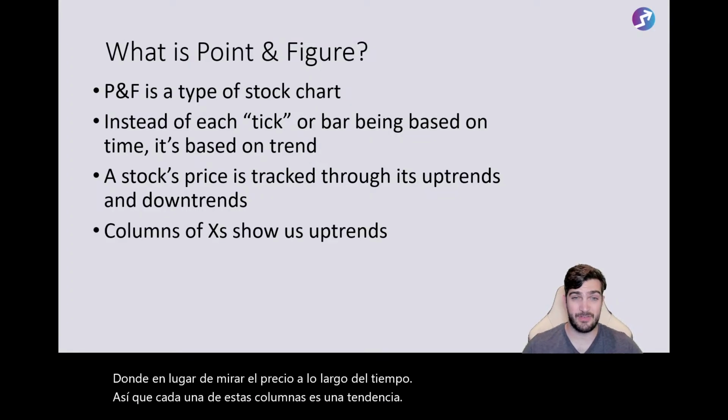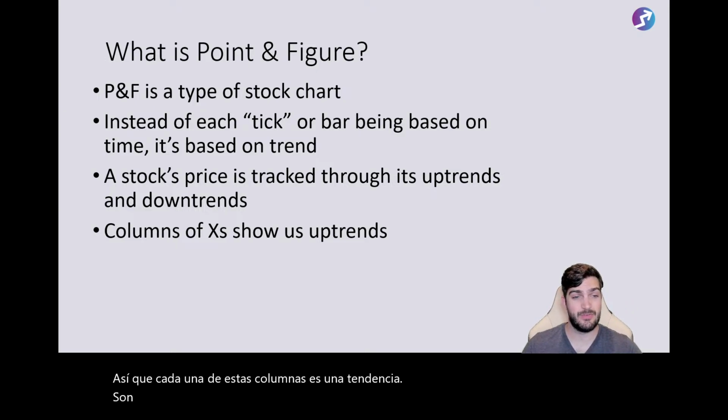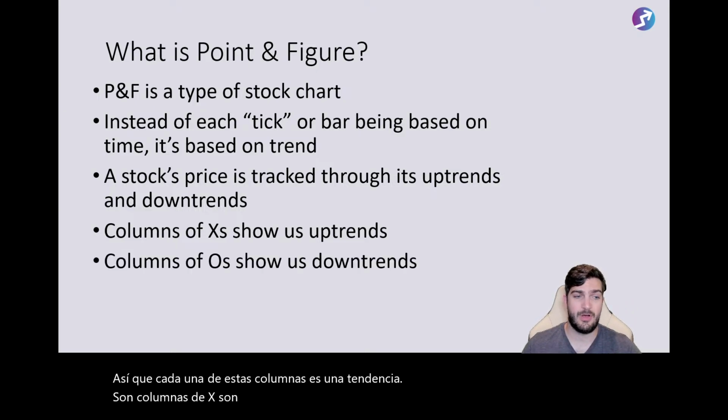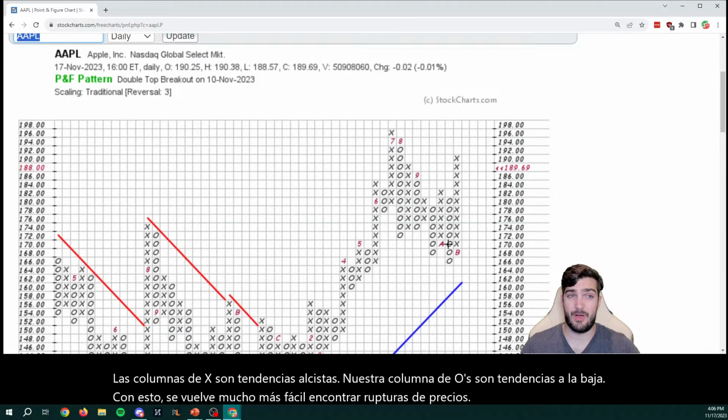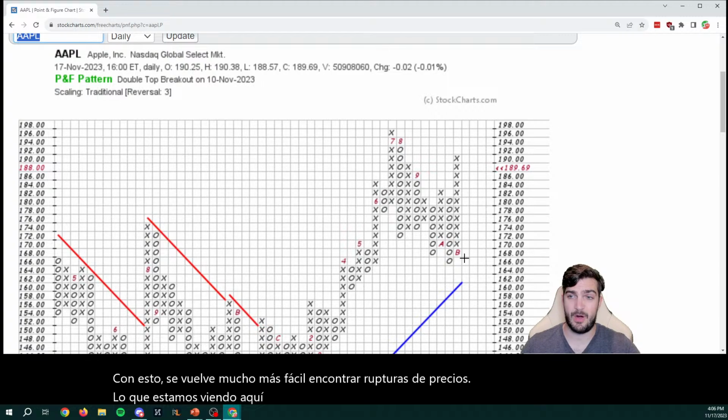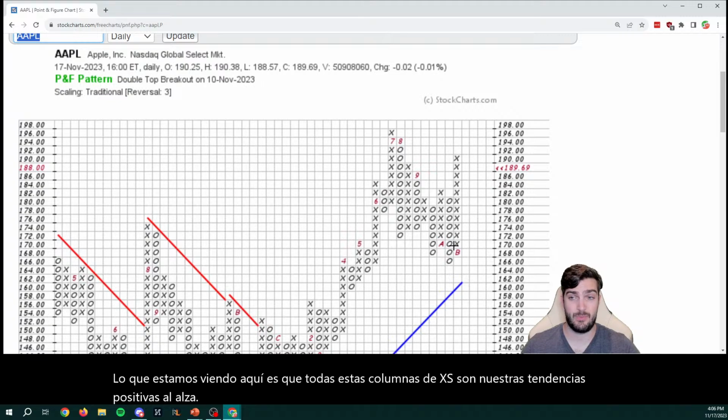Our columns of X's are upward trends. Our columns of O's are downward trends. With this, it becomes much easier to find price breakouts. So, what we're looking at here is all of these columns of X's are our upward positive trends. Our columns of O's are our downward trends.